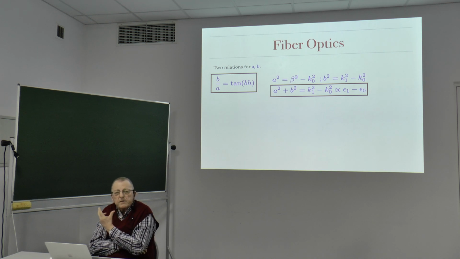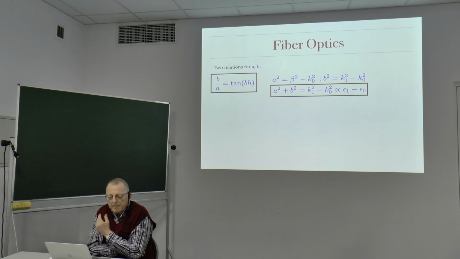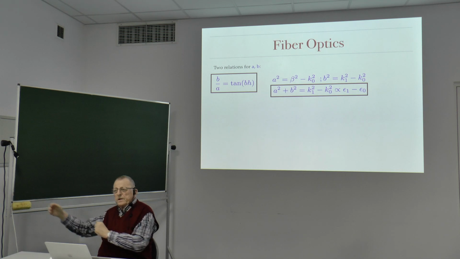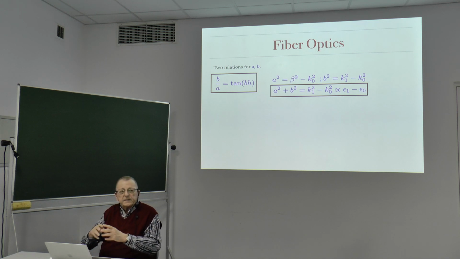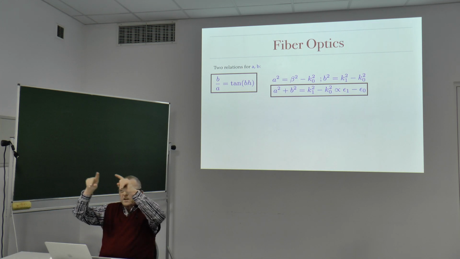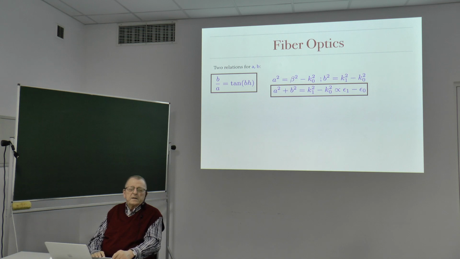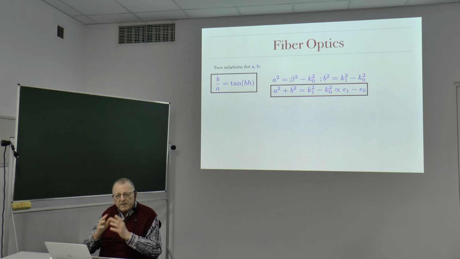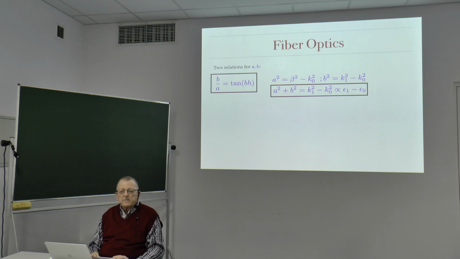So now I have two equations for those coefficients. B over H is equal to tangent, and it has multiple solutions by the tangent. And this A square plus B square is a circle. So the intersection of these two curves gives us the modes which can propagate in the fiber optic. And that is the basic equation for the fiber optics. We can propagate modes very, very fast inside of that.